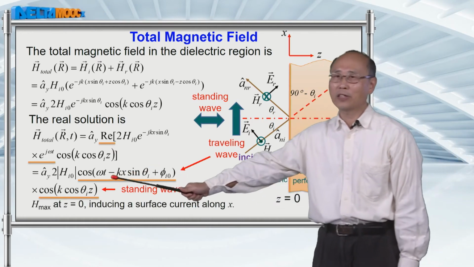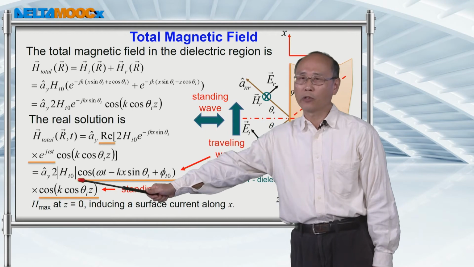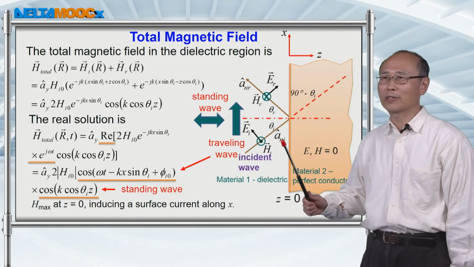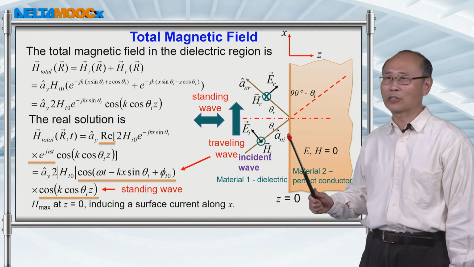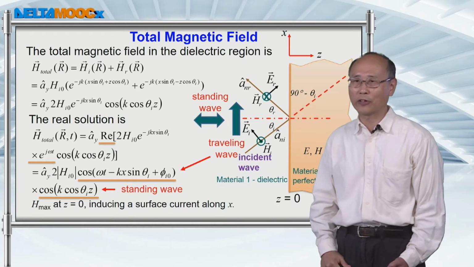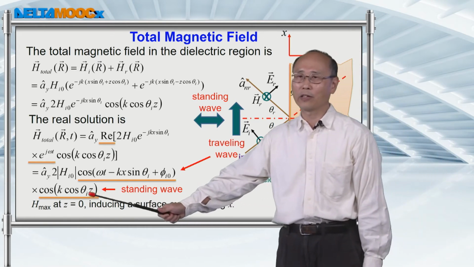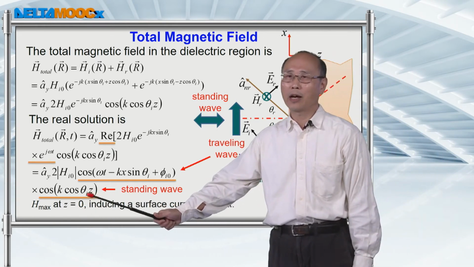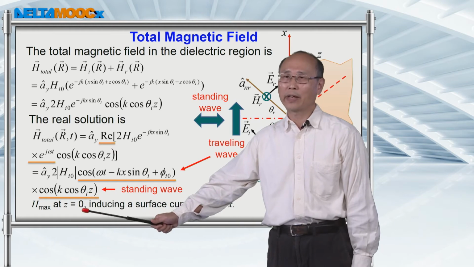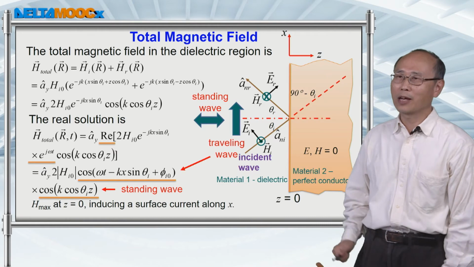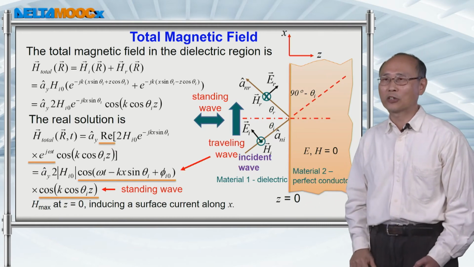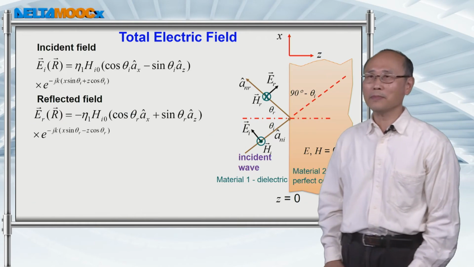And this is the tangential component on this surface. So if you have a tangential component of the magnetic field on the surface, then you can induce a surface current on this surface. And it turns out that if you set z equal to 0 for this cosine term, you will get a maximum magnetic field on this surface because of the surface current induced on it.